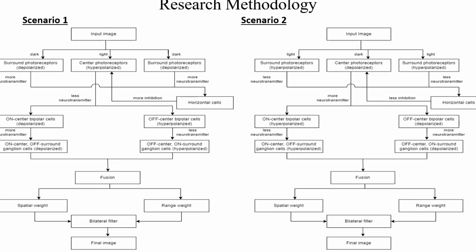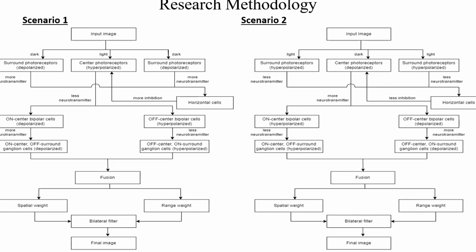Now, in the second scenario, when light does not fall on the central photoreceptor, it gets depolarized as a result of an increase in the release of the neurotransmitter. The on-center bipolar cells get hyperpolarized here due to the increase in the release of neurotransmitter from the photoreceptors. Then the on-center bipolar cells release less neurotransmitter on the on-center off-center ganglion cells, which in turn get inhibited and hence get hyperpolarized. That results in a decrease of action potentials taken towards the brain.